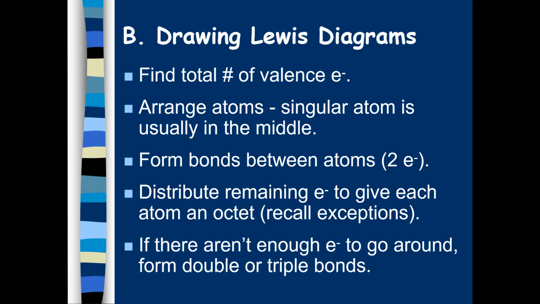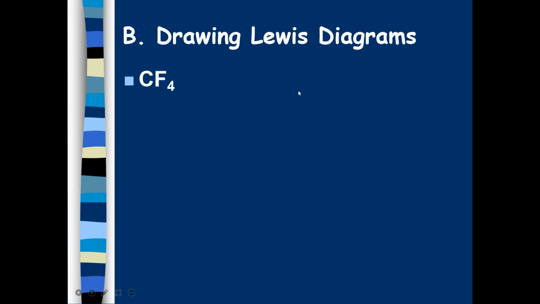Okay, ready? All right, so here we go. Number 1. We're going to do a Lewis structure right now. CF4. How do we get the valence?